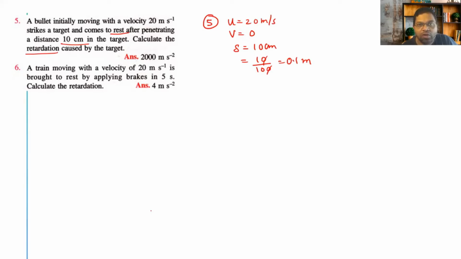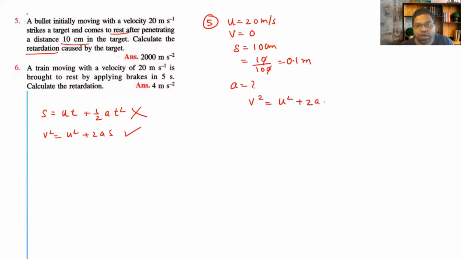So now here you need a. Just for your reference, I will write s is equal to ut plus half at square, and v square is equal to u square plus 2as. Now we will not use the first formula because t is not given to us, so we will have to use the second one. So let's write v square is equal to u square plus 2as.